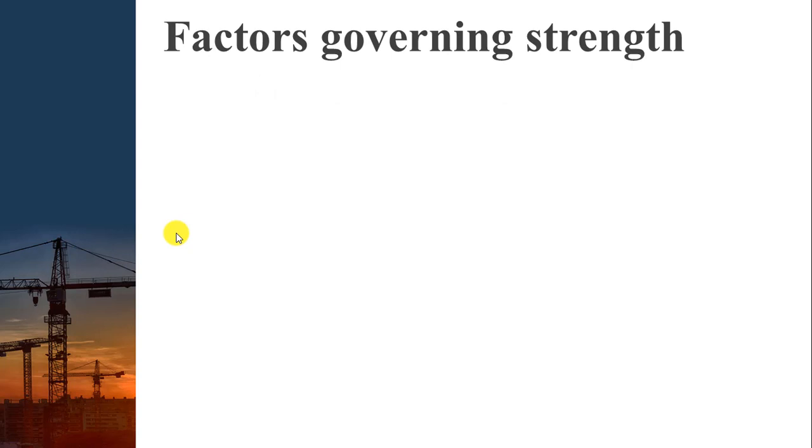So when we are designing compression members, means when we are finding out the compressive strength, there are some factors which govern the compressive strength of the members. Let us see one by one what those factors are. The very first one is the material grade. The steel which we are using, what type of grade that steel has, changes the strength of the member, or it mainly governs the compressive strength.